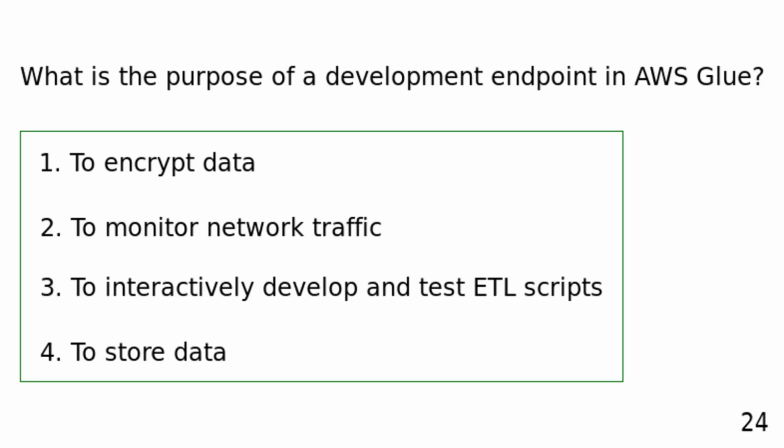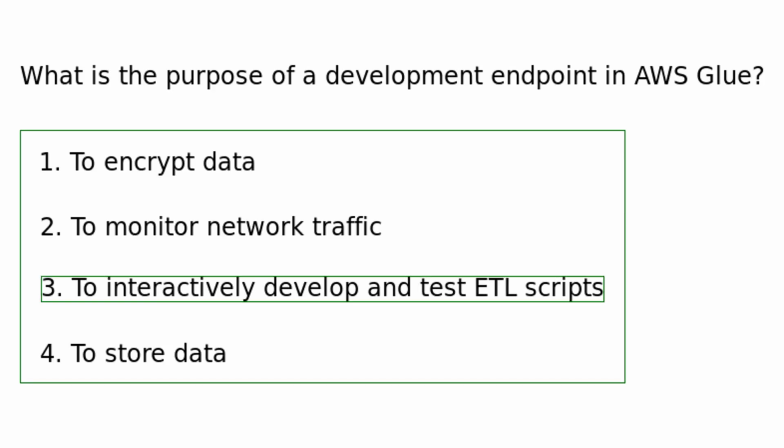What is the purpose of a development endpoint in AWS Glue? To encrypt data. To monitor network traffic. To interactively develop and test ETL scripts. To store data. The correct answer is to interactively develop and test ETL scripts. In AWS Glue, a development endpoint provides an environment for interactively developing and testing ETL scripts before deploying them to production.